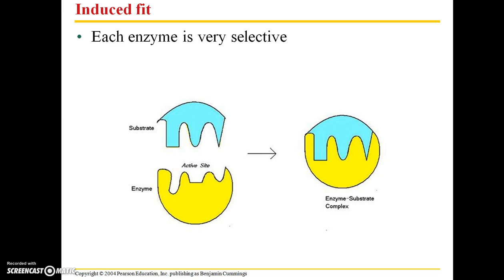And each enzyme is very selective. You can think of an enzyme as having a very unique shape to it, and depending on the substrate that it's selecting for, it's going to have a complementary shape. So each enzyme only catalyzes one specific reaction. And when this substrate and this enzyme come together, you have what is known as an enzyme-substrate complex.